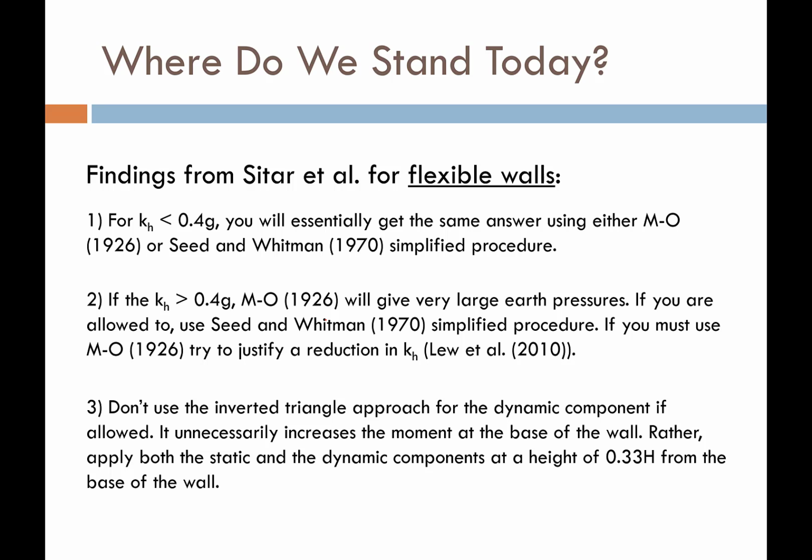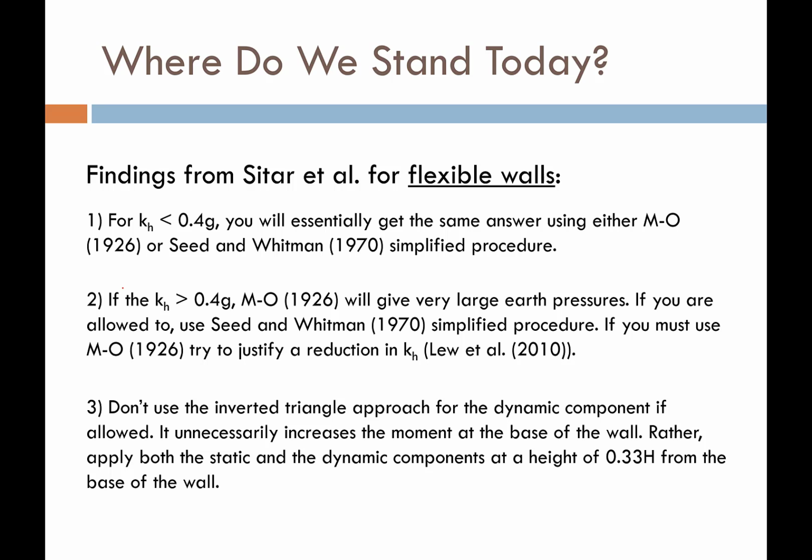So here are the recommendations from Dr. Sitar and his students for flexible walls. If you have a KH value less than 0.4 Gs, it doesn't matter whether you use the original Mononobe-Okabe equation or the Seed and Whitman simplified procedure. You're going to get about the same answer, generally within 5% of one another.